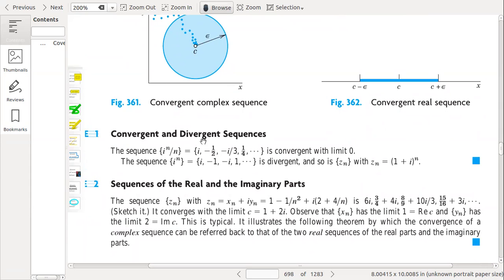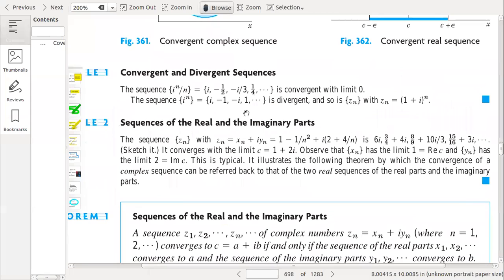Here is an example. The sequence iota to the power n divided by n, equal to iota, minus 1 by 2, minus iota by 3, 1 by 4, and so on, is convergent with limit 0. The sequence iota to the power n, equal to iota, minus 1, minus iota, 1, and so on, is divergent, and so is Zn with Zn equal to 1 plus iota to the power n.